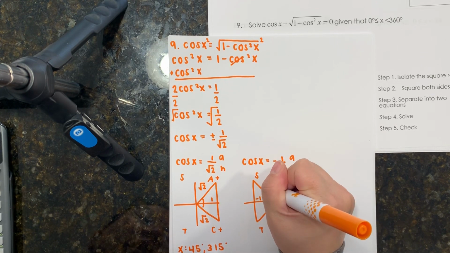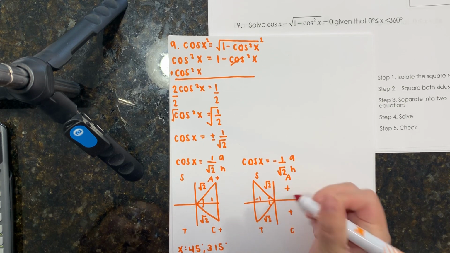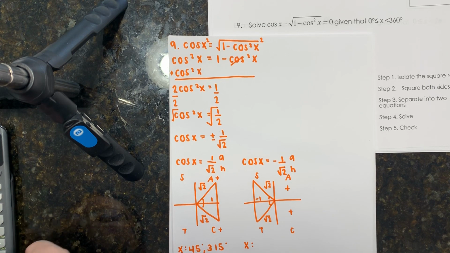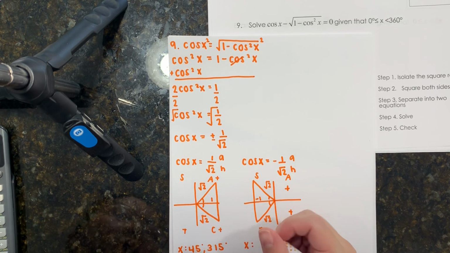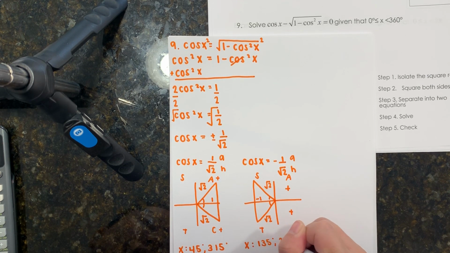Adjacent is -1, hypotenuse is root 2. This is also going to be a 45-degree triangle. In quadrant 2, you're going to do 180 minus 45, which would be 135. And then in quadrant 3, you're going to add it to 180, so that would be 225.